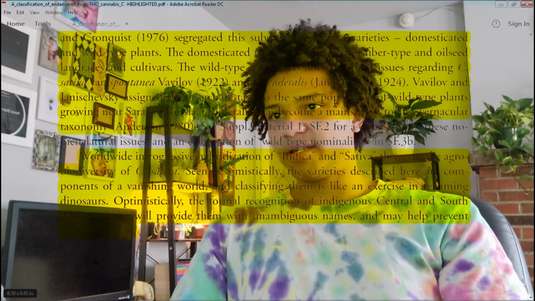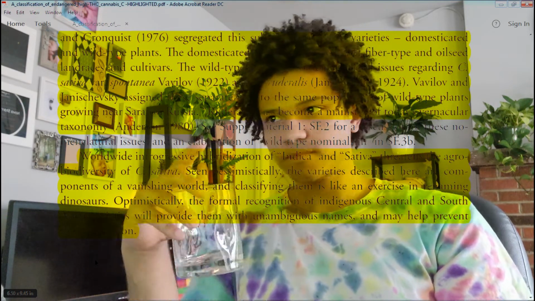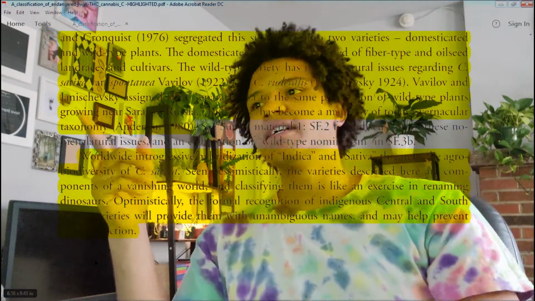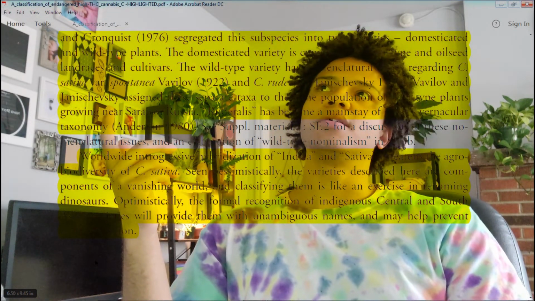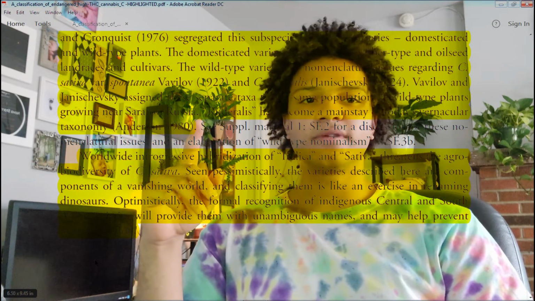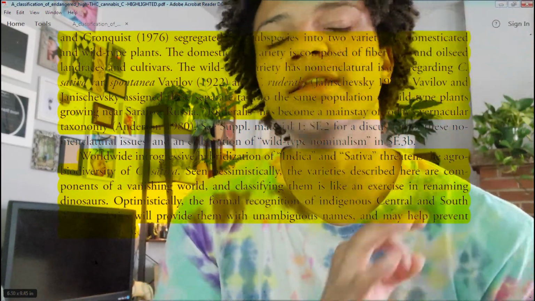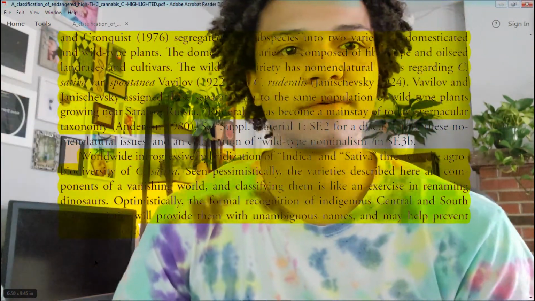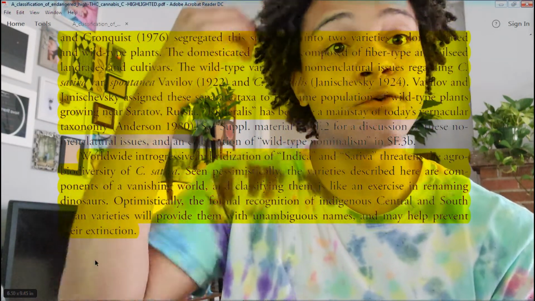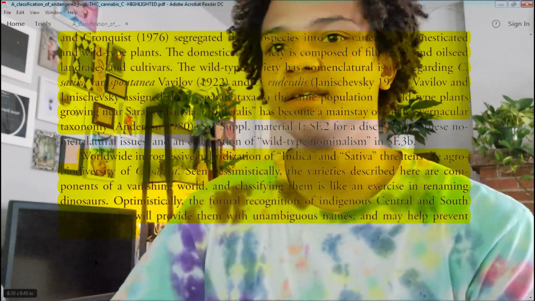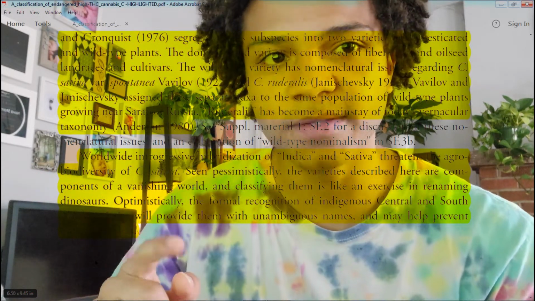Basically, right there, it's saying it might be futile to try classifying these plants and giving them so much attention, and that it's not going to work to preserve them, but it's saying you should, and hopefully with the attention it is getting and the reclassifying and formalization of it, that you will help in the preservation of this plant.